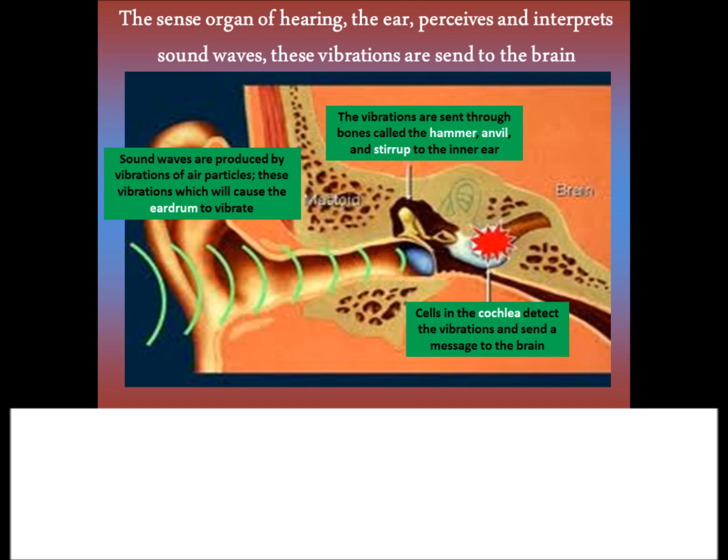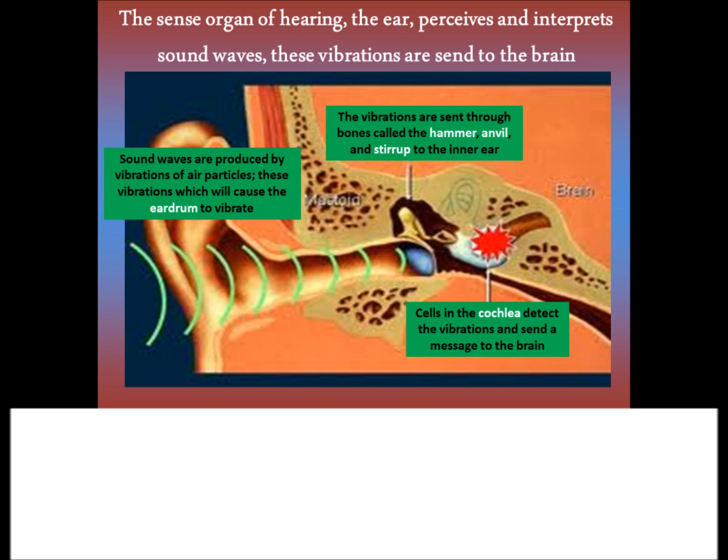So we begin at the outer ear with the air particles vibrating, causing the eardrum to vibrate. These vibrations will be sent to the middle ear, causing the three small bones to vibrate, and then these vibrations will cause the hair cells and the fluid within the cochlea to vibrate, and then this will be turned into electrical impulses and sent to the brain for interpretation.